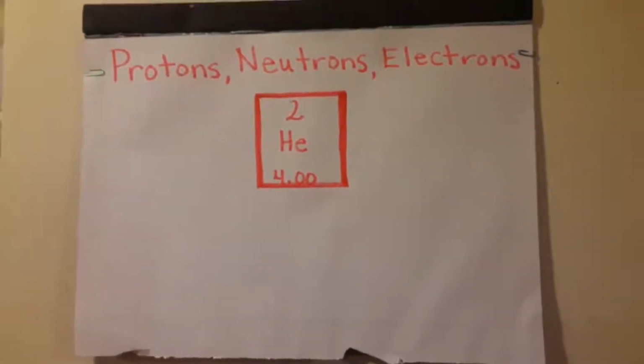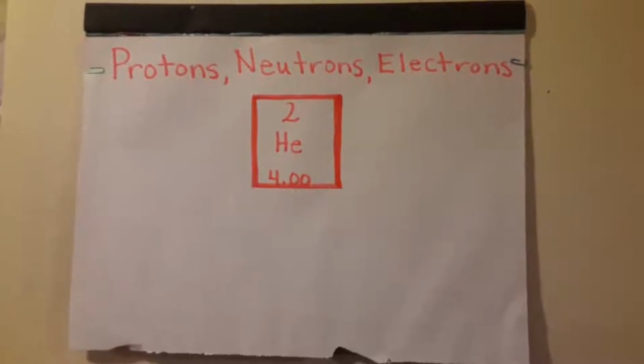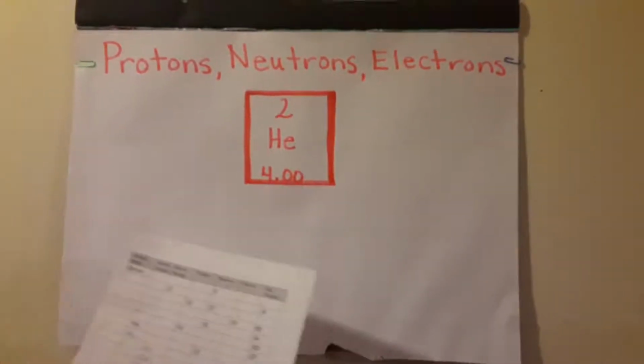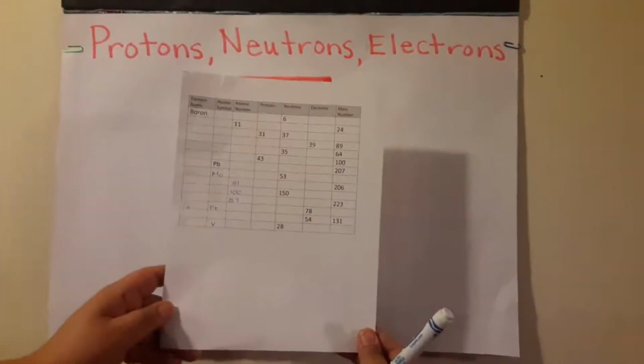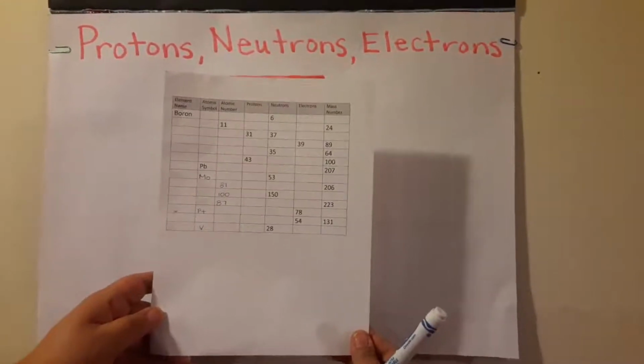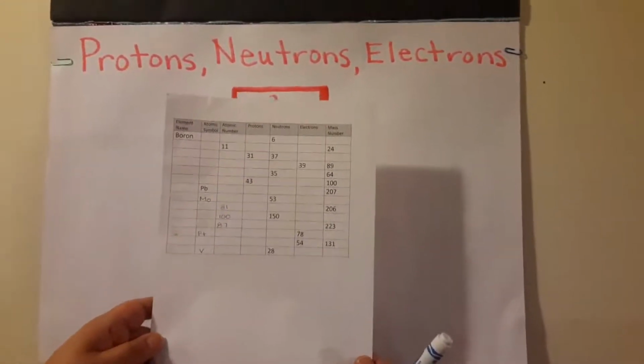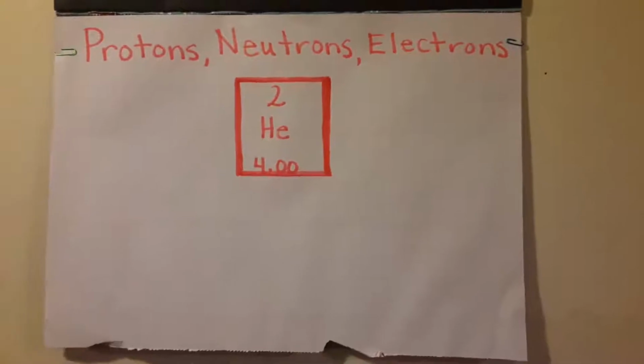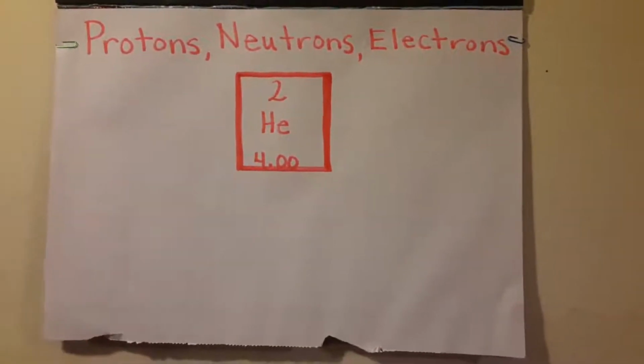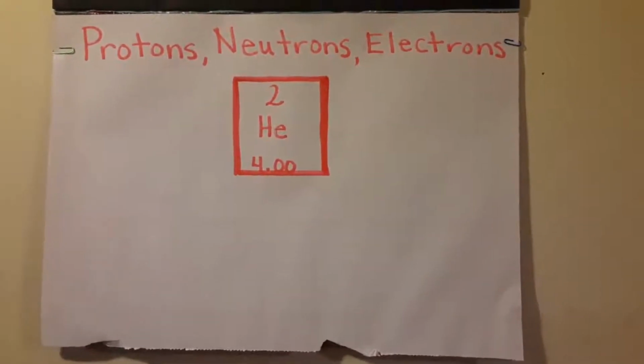We will be going over protons, neutrons, and electrons. This also would entail the use of this worksheet that you will be given. Here you will see a typical square from the periodic table.